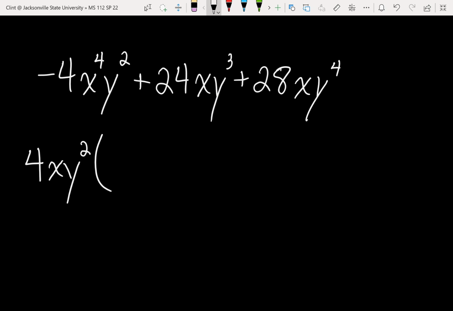All right, so trying to get from 4 to -4, we've got to have a negative. You can write -1 if you want to. We're trying to get from x to x to the 4th, so what do we need? X to the 3rd, that's it. And we're trying to get from y squared to y squared, so 1, we don't have to write a 1 down.